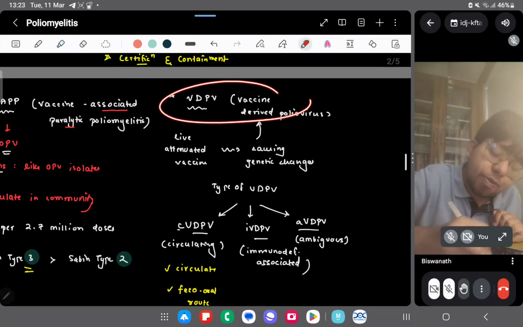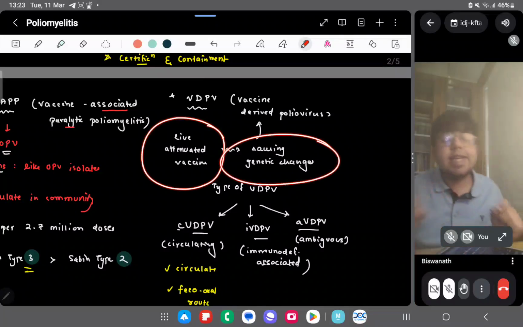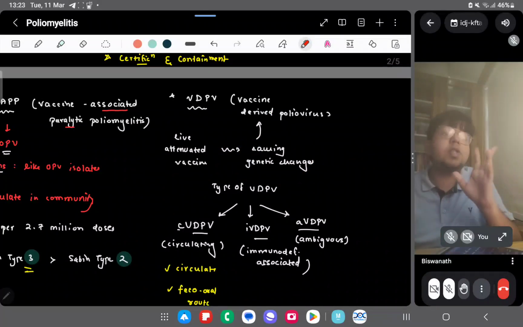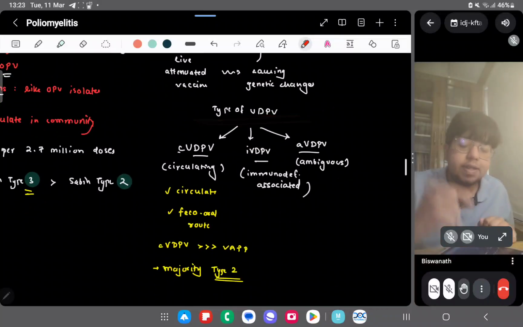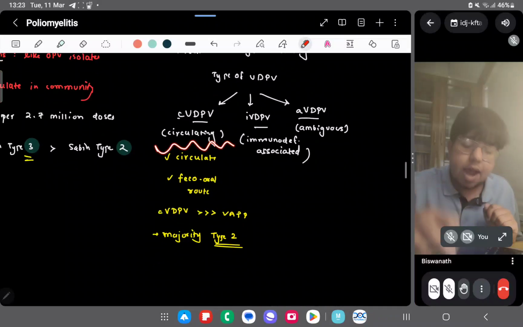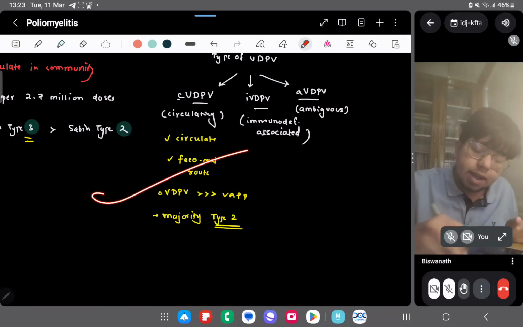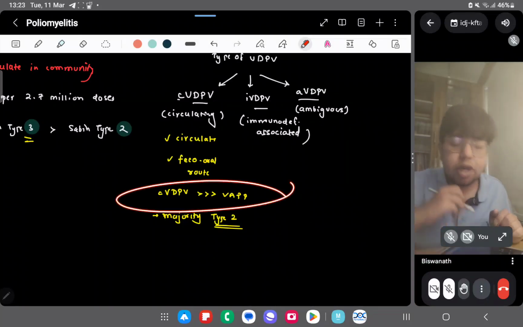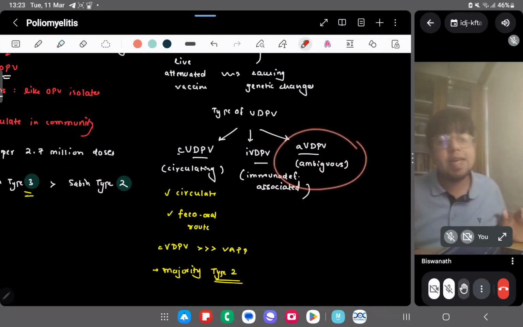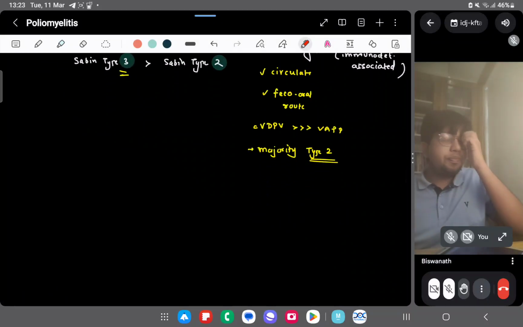Then we talked about VDPV, that is vaccine derived poliovirus. I told you the live attenuated vaccine causes genetic changes. When the live attenuated vaccine causes genetic changes, it forms the VDPV. Types of VDPV are cVDPV, iVDPV, and aVDPV. cVDPV is the circulating type, and it circulates in the community and is even transmitted by the fecal-oral route. It is more dangerous than VAPP, and is mostly type 2. iVDPV is immunodeficiency associated and aVDPV is ambiguous, right? So these are the things you have to remember as far as poliomyelitis is concerned at this level.